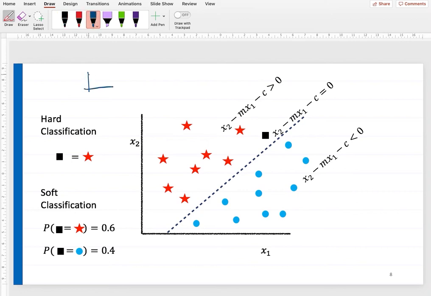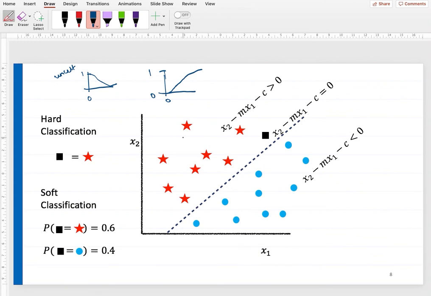To make a function, okay, if the distance is 0, I am very unsure, or let's say my uncertainty is 1, and as it goes further away from 0, I am more and more sure. This is the uncertainty. Or you can also say your confidence level goes up to 1, or 100% confidence, starting from 0 if this is 0. Oh sorry, this is the value of x2 minus m x1 minus c, right?